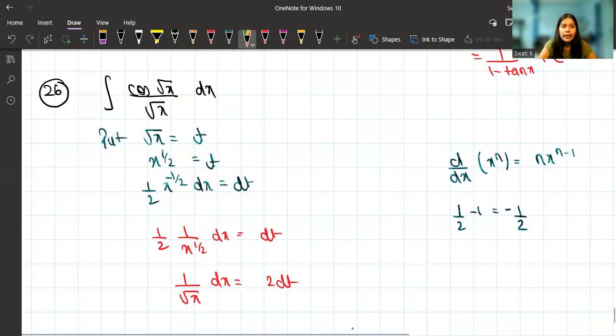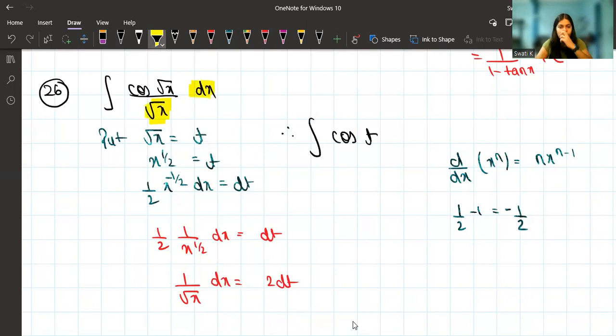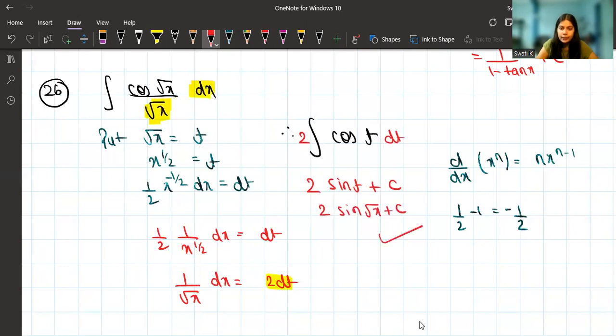Now I can rewrite the question as integration cos root x as t, and for dx upon root x we have 2 dt. So it will simply become 2 outside and dt. So 2 as it is, we know that integration of cos t is sin t. So it is sin t, and then plus the constant of integration, 2 sin t is root x, so 2 sin root x plus c. That's your answer.